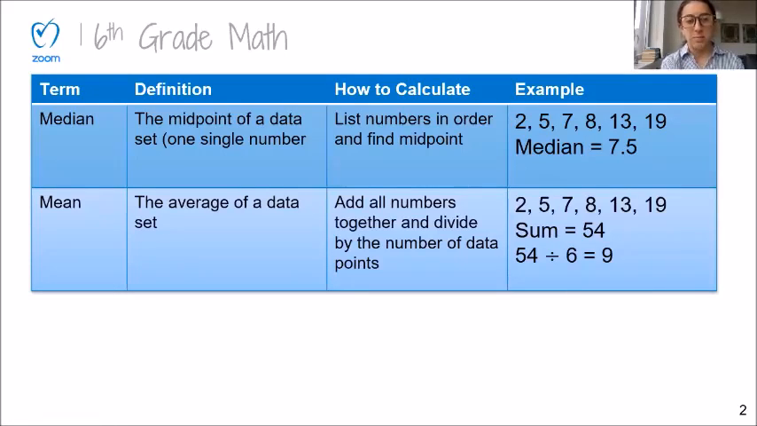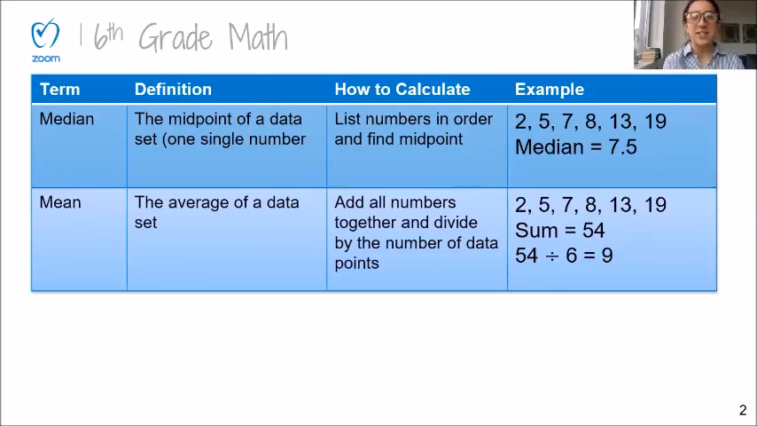Remember, the median is the midpoint of the data set. It is one single number. To find it, we list our numbers in order and find the midpoint, just like you see in that example. Remember, if there is not one single number in the middle of our data set, we need to find the midpoint between our two center numbers. Median: put them in order, middle number.